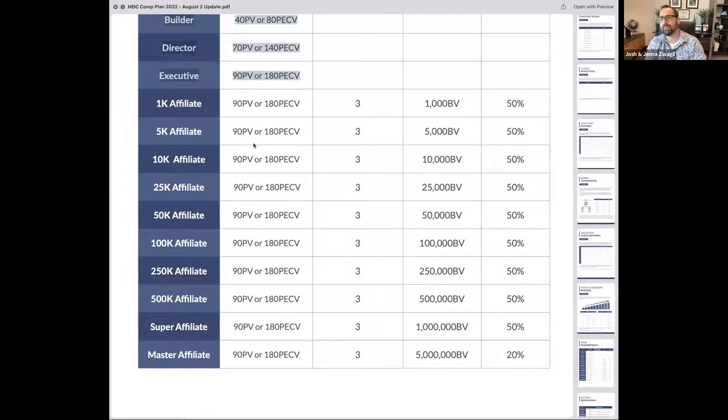We have attracted a massive number of networkers that have never seen a plan like this when it comes to ranking up in a company, especially in a binary. You have the benefits of building a big binary check, but you have all the benefits of an aggressive unilevel. And again, rank is based on unilevel. So check this out: 1K affiliate. You need 1,000 in business volume.